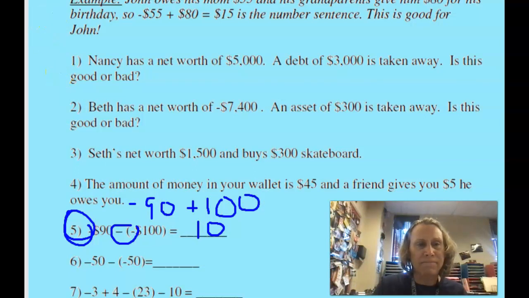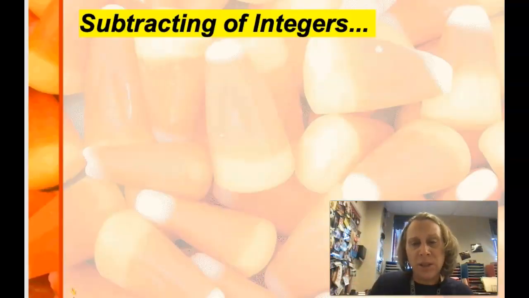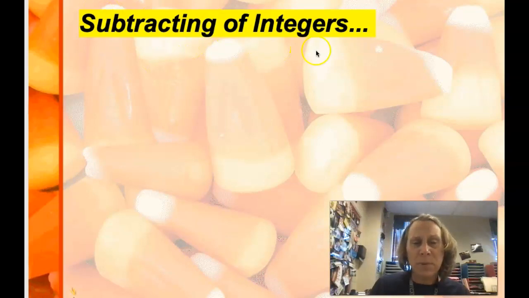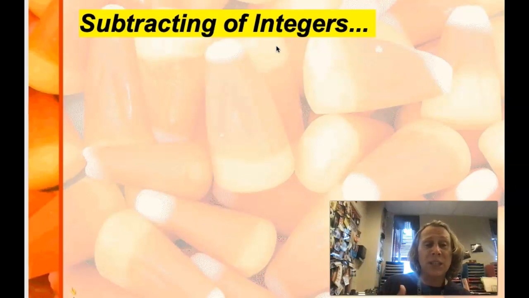So for the next few minutes, we're going to take what we learned, and I'm going to ask you to take a few notes right now so you have a couple more examples of subtracting integers that we're going to rewrite into addition. So let me give you one to try to tackle.